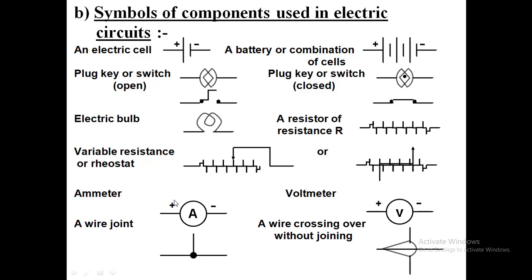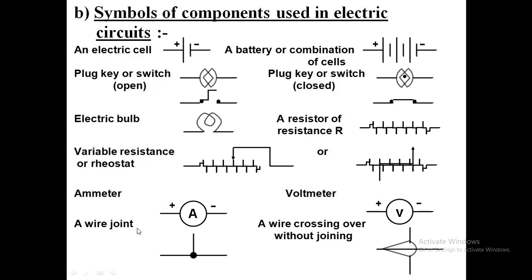Ammeter. This is the symbol for ammeter. You have A as a symbol. If you have V as a symbol, it is called a voltmeter. An ammeter is used to measure the current and is connected in series because it is a low resistance device. Whereas a voltmeter measures the potential drop across the ends of a conductor or a bulb, etc. So it is connected in parallel because it is a high resistance device.